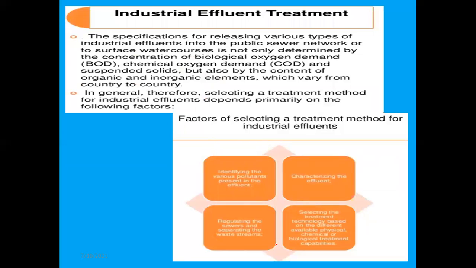Next, what is effluent? Industrial effluent treatment, IET. The industrial effluent treatment means the specifications for releasing various types of industrial effluents into the public sewage network or surface water courses, determined by the concentration of biological oxygen demand. So what is the meaning of BOD here? The biological oxygen demand. COD means chemical oxygen demand. So biological oxygen demand and chemical oxygen demand are the main factors to be discussed in the industrial effluent treatment methods. So this comes in the environmental engineering subject.